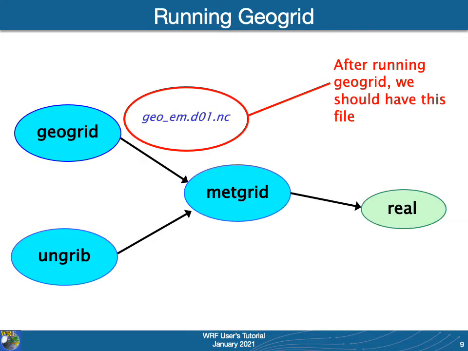After the Geogrid program finishes running, we should have a netcdf output file called geo_em.d01.nc. And as with all of the WPS programs, it's worth taking a look at this file using, for example, NCView, to verify that the contents of the file look reasonable.